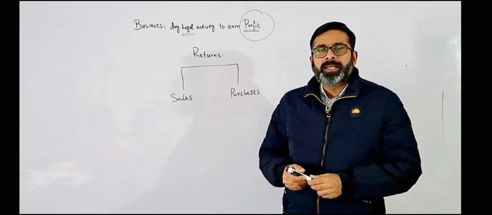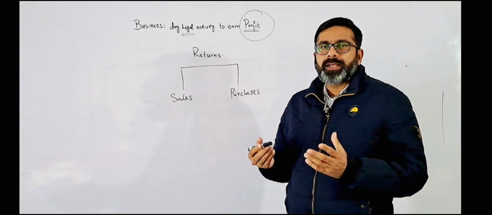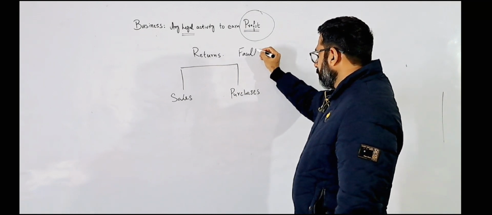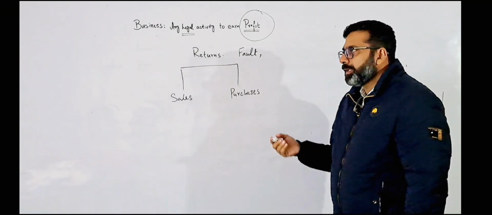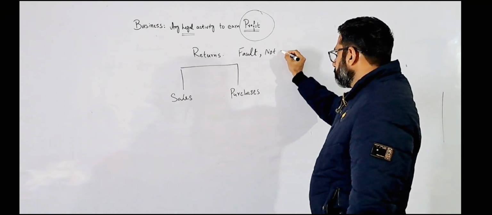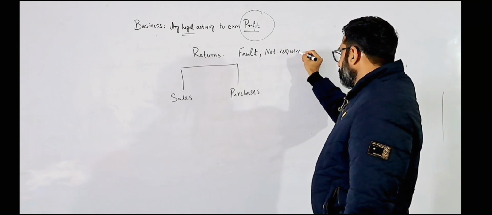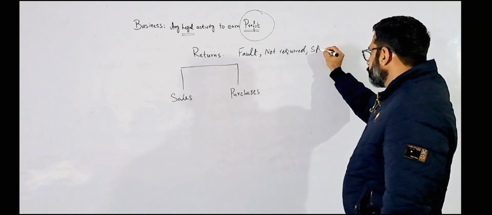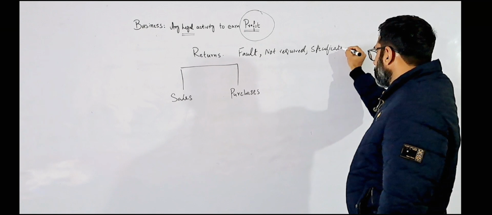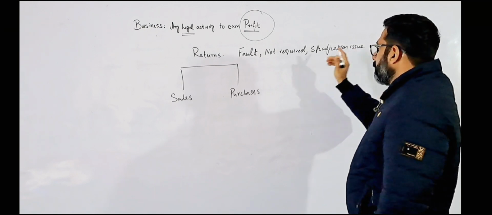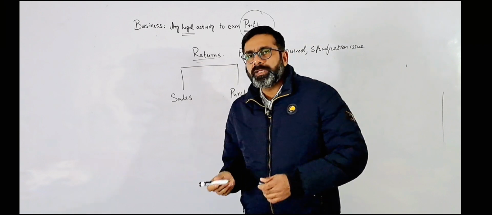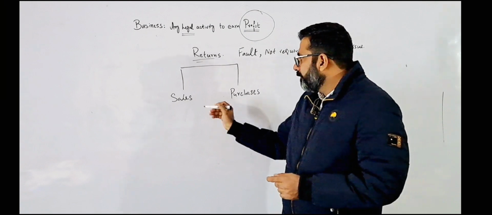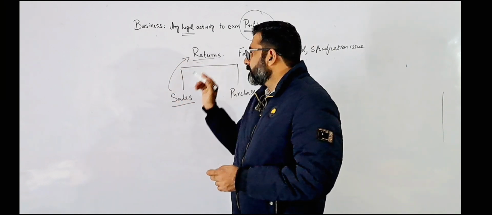Sometime what happens, there is some fault, okay, or it may be not required by the customer, not according to the specification issue. So then what happens, there is a possibility of the return. It can be a sales return or it can be purchases return. So we start with the concept of the sales return.